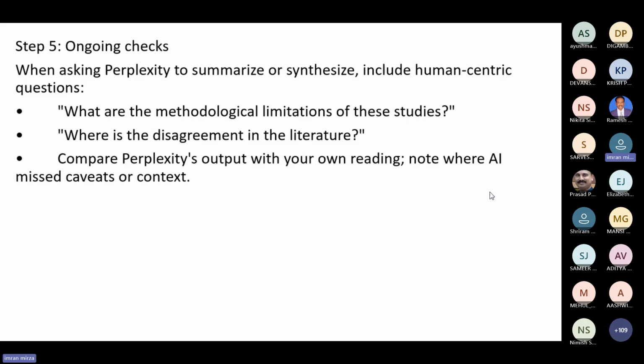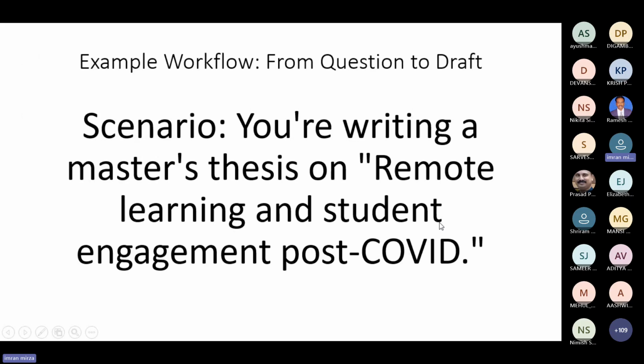So you can ask Perplexity to summarize or synthesize, with human-centric questions like what are the methodological limitations of these studies. So you don't have to actually read through all the papers. What you can do is upload a whole lot of papers and ask Perplexity very focused questions. And at the same time, if you want to know out of 5-10 papers what the disagreements in the literature are, you upload all those 5-10 papers, ask very specific focused questions and compare the outputs. And then you can review those summaries and find the strengths, the weaknesses, and the areas that you are basically interested in.